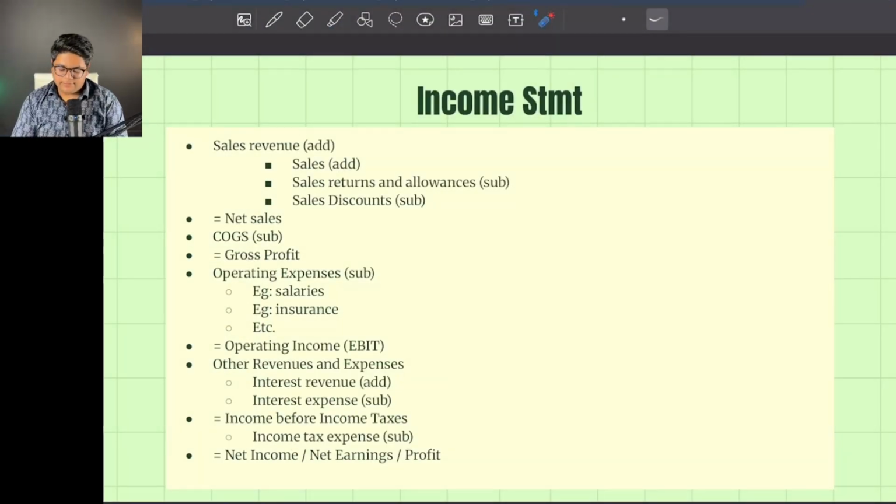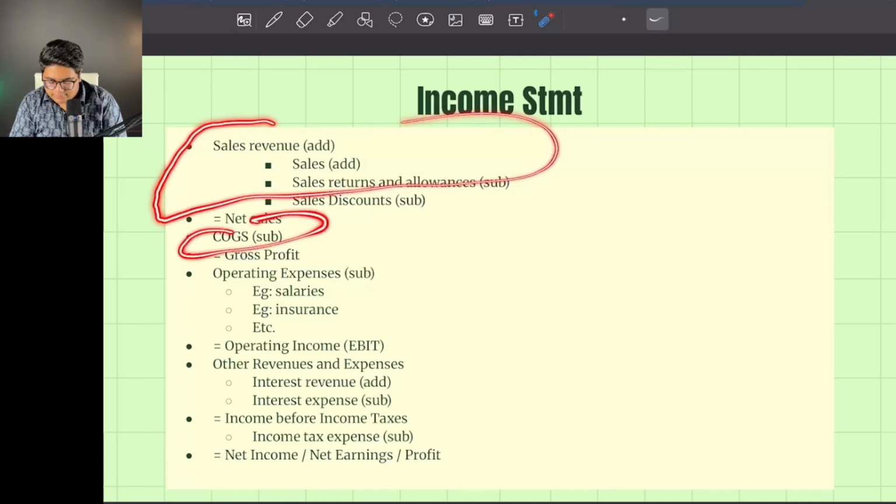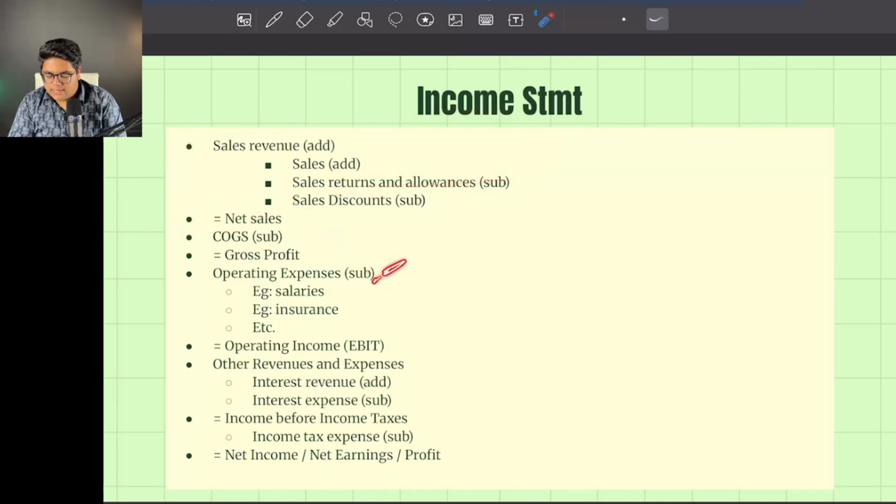This is what an average income statement looks like. You have your revenues minus your expenses equal to your profits. Then you have some more categories of expenses, but essentially it's your sales revenue, which is your sales minus the sales returns and allowances minus sales discount. This equals your net sales.